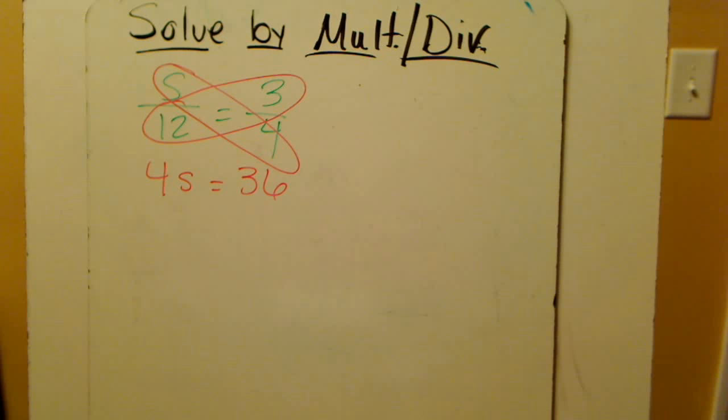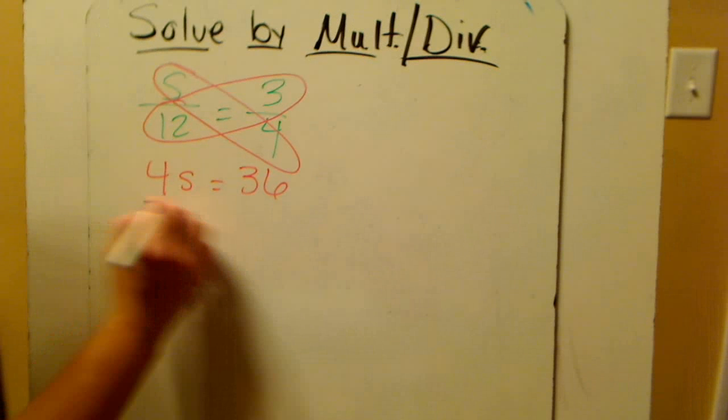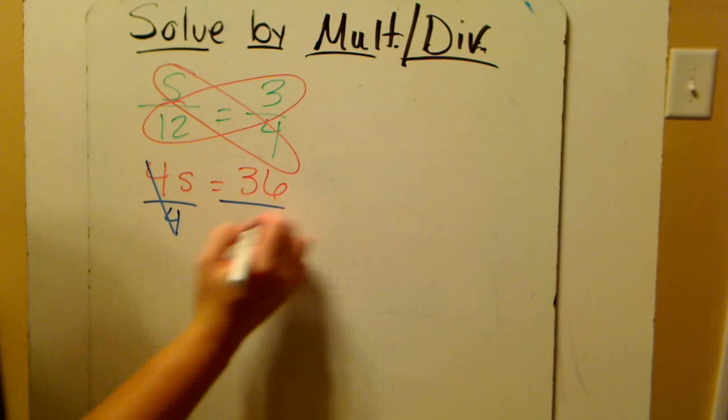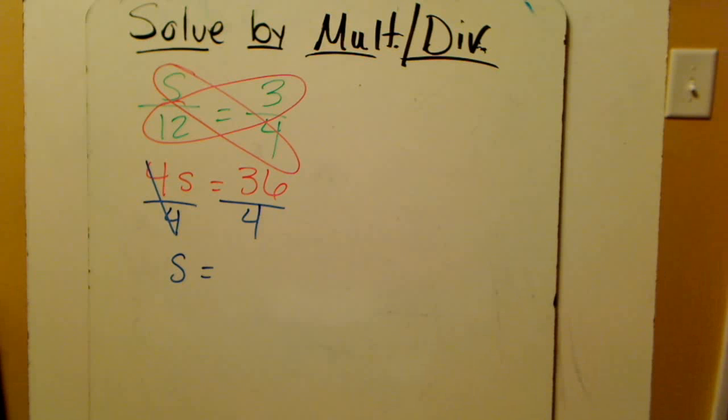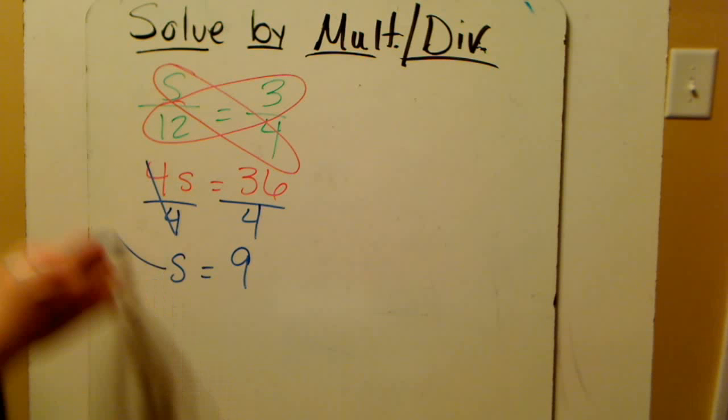So again, we're going to keep our variable isolated, keep it where it is, don't move it. So we're going to move everything else over. So we have to get rid of that 4. In order to get rid of the 4, as already stated, because it's multiplying, we're going to divide. And then 36 divided by 4 is 9. We're going to plug back in to check.